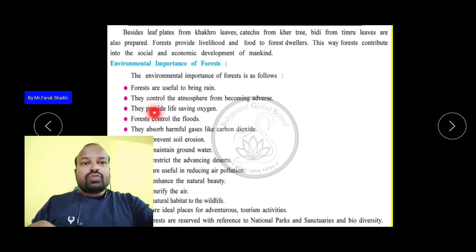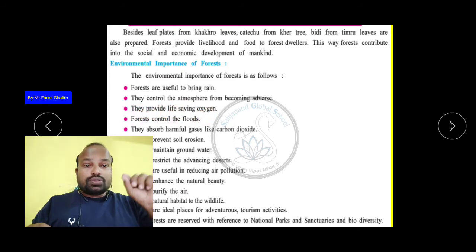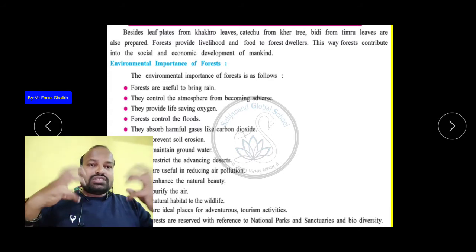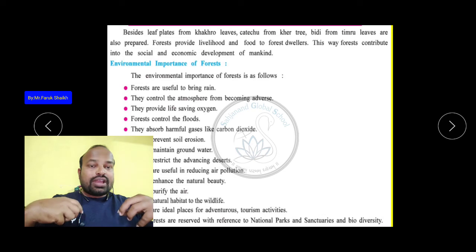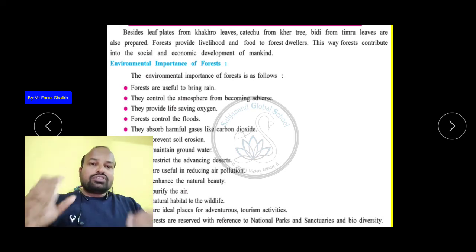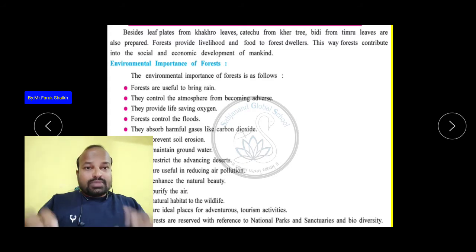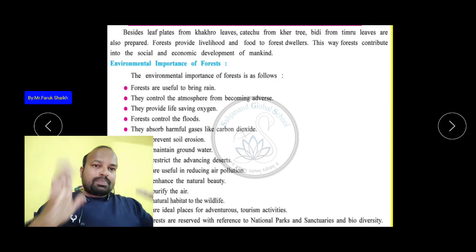Then forests also provide life-saving oxygen, the most important substance for human beings. Who provides us the oxygen? The trees breathe in carbon dioxide and they breathe out the oxygen. That is why they provide us life-saving oxygen. It also helps make the balance of carbon dioxide and oxygen.